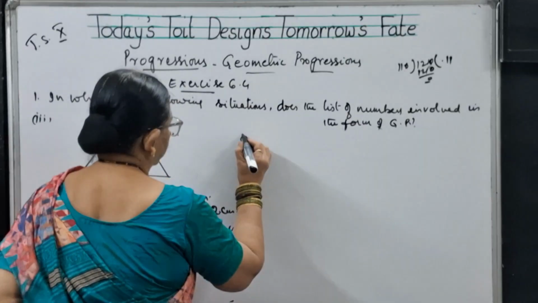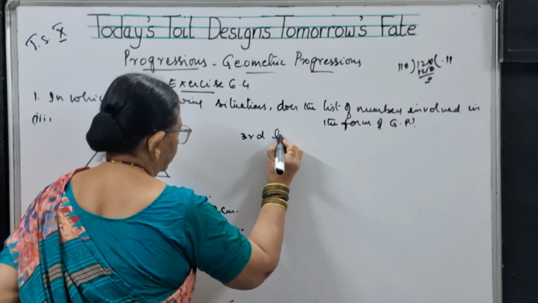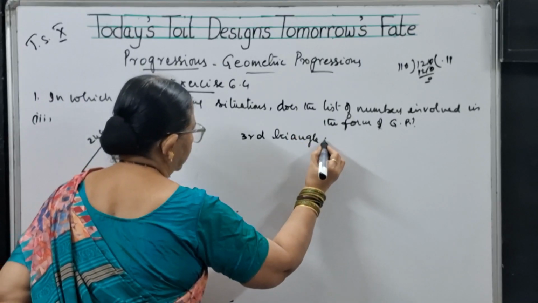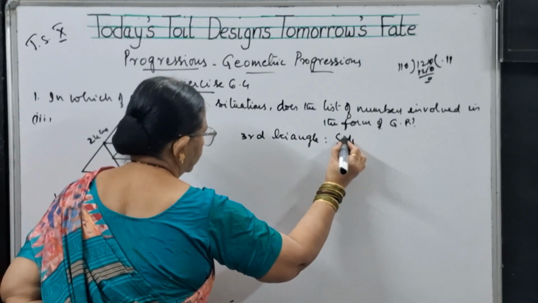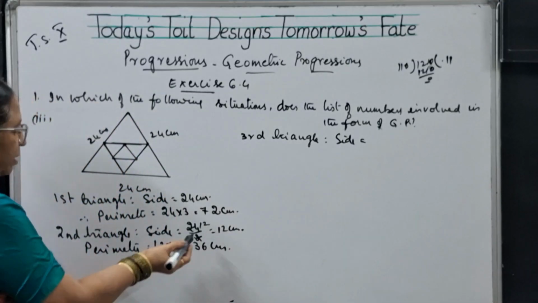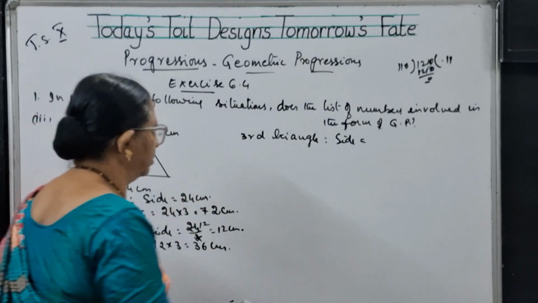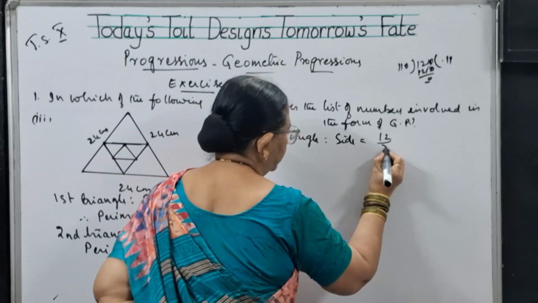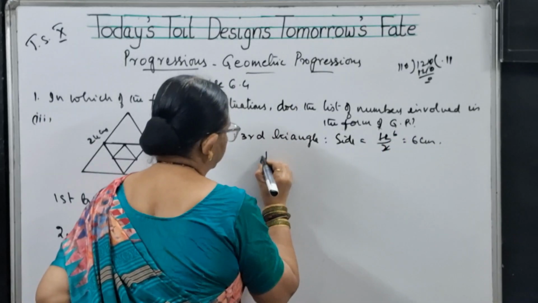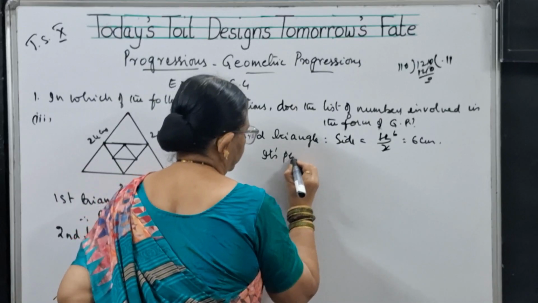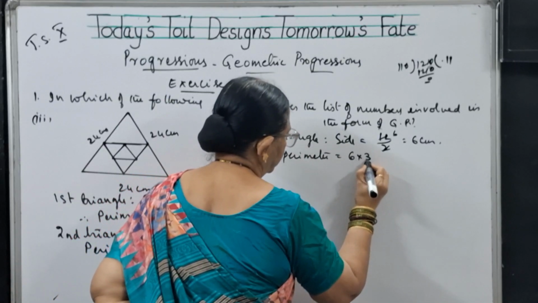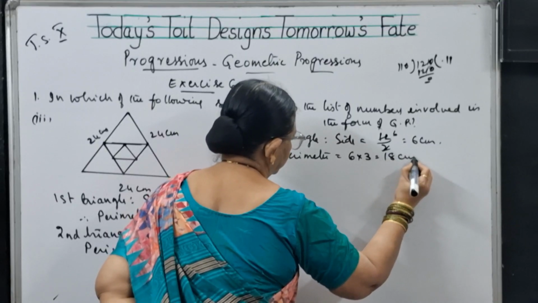Now let me talk about the third triangle. For this third triangle, what is the side? What is the second triangle side? That is 12 centimeters. So you have to divide it by 2, that is 6 centimeters. So what is its perimeter? Its perimeter is equal to 6 into 3, that is 18 centimeters.